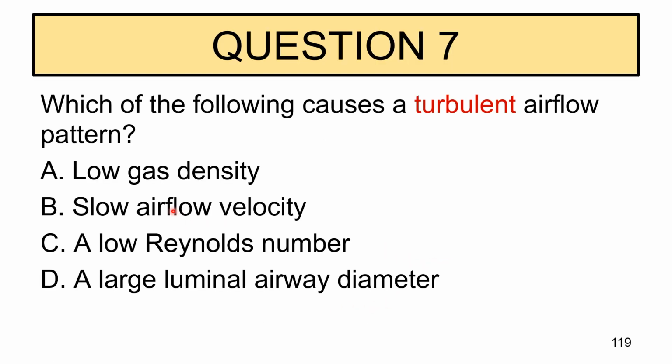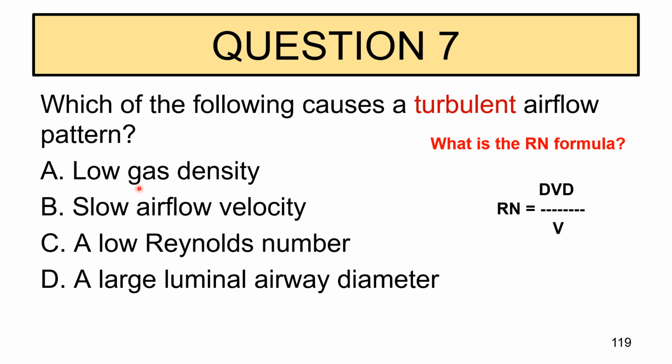So we go back to this interactive question: which of the following causes a turbulent airflow pattern? So what equation do we need? It is the Reynolds number. And Reynolds number, what's our formula? It is ρvd over η, that is density times velocity times diameter over viscosity.